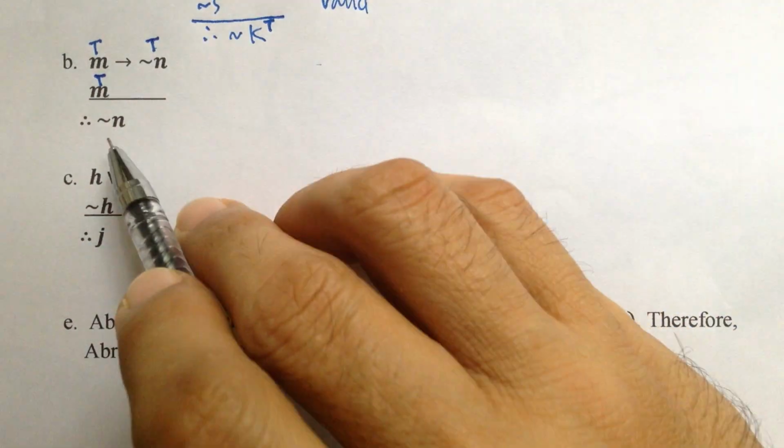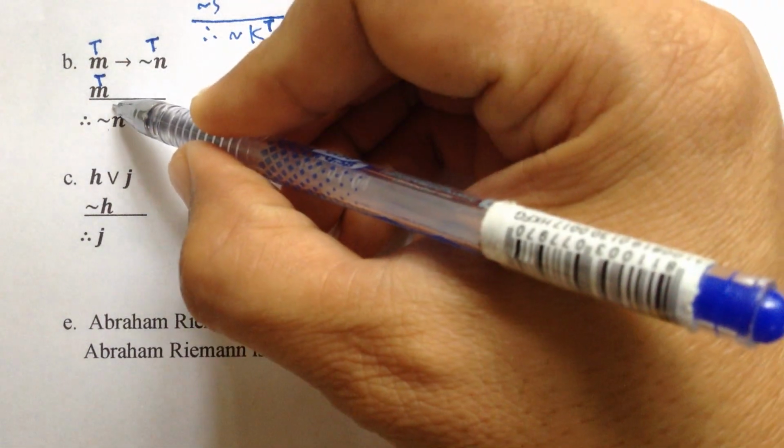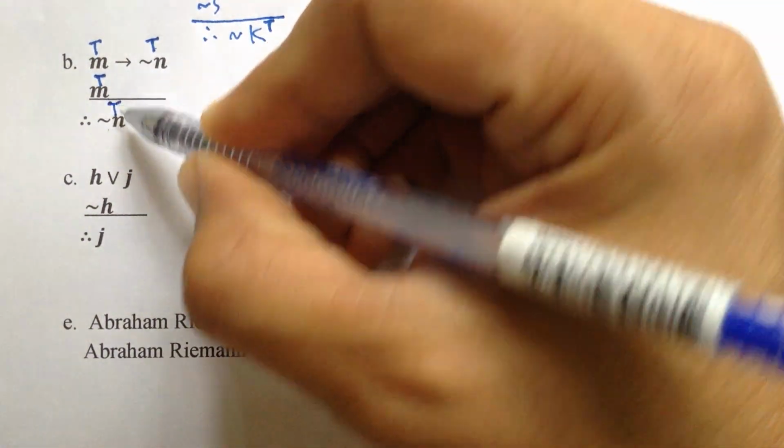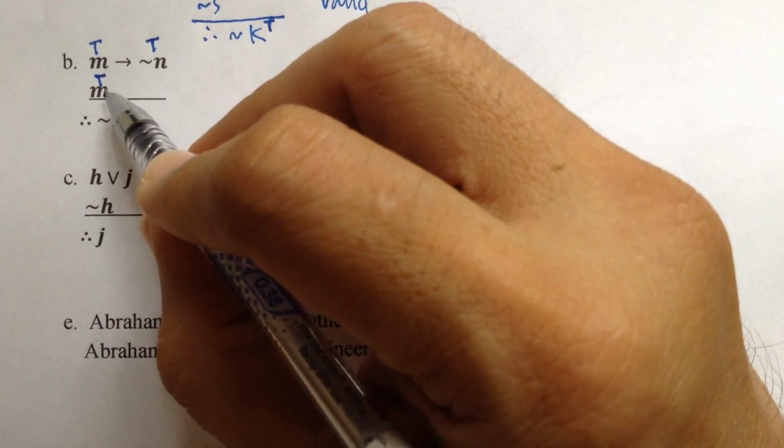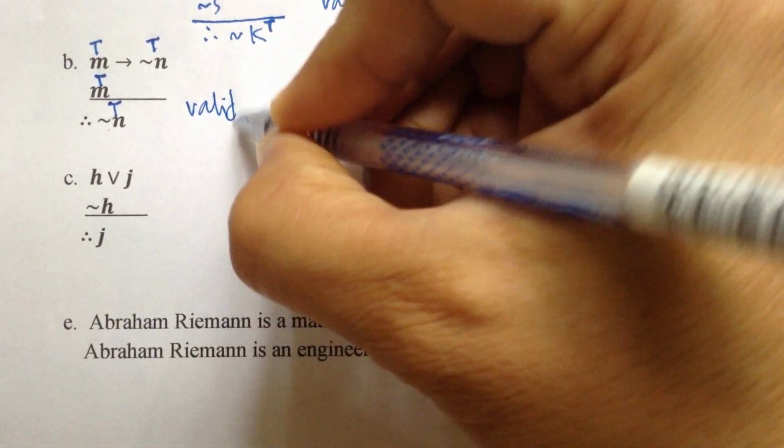Now look at your conclusion. Negation of N. But what is negation of N? Negation of N is true. So you see, negation of N is true whenever your premises are true. Therefore, this is valid.